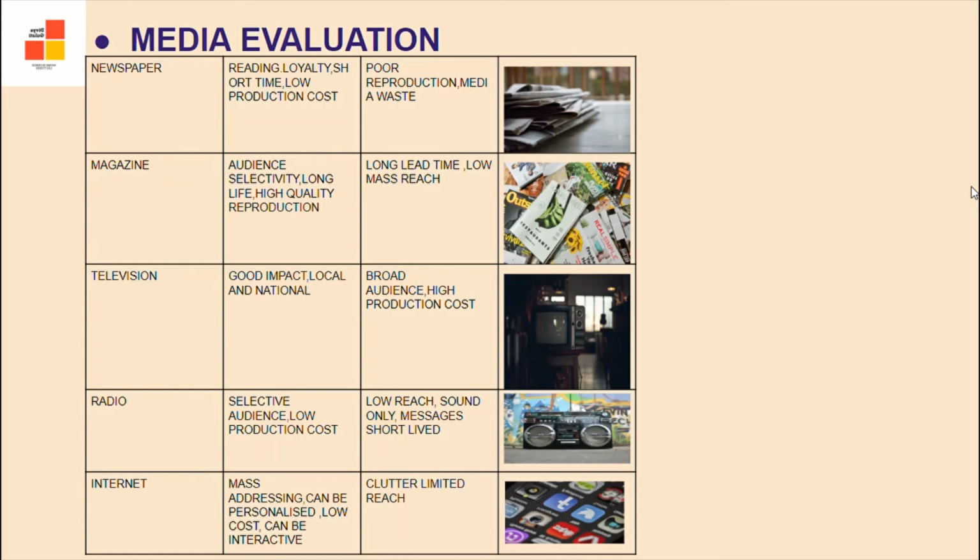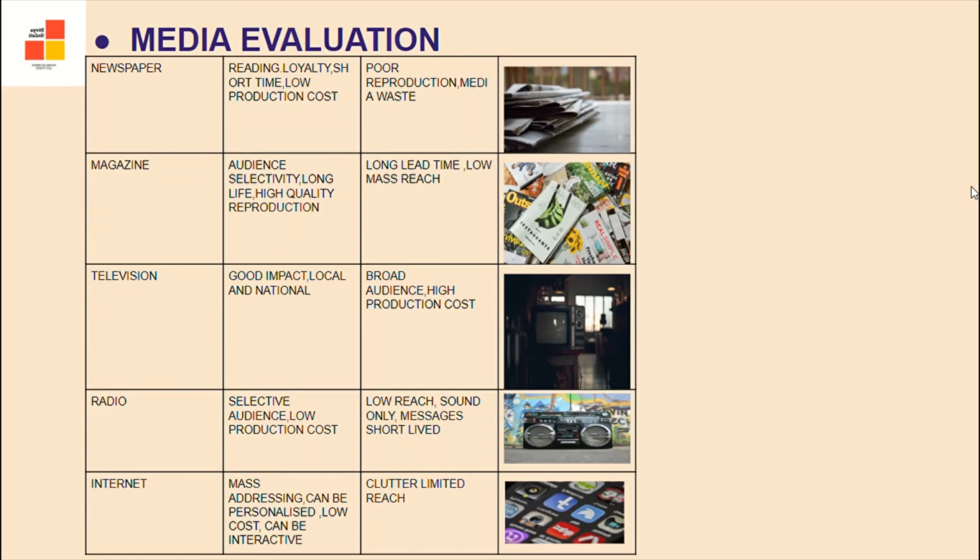So let's compare the newspaper, magazine, television, radio, internet, their advantages and disadvantages. Newspaper: low production cost, detailed information is given. Habit of readers, loyalty of reader depends. For literate customer, newspaper is there. It has short lead time, high frequency, daily and weekly. For disadvantages, poor reproduction, especially the color. Decreasing readership, covers mass audience.